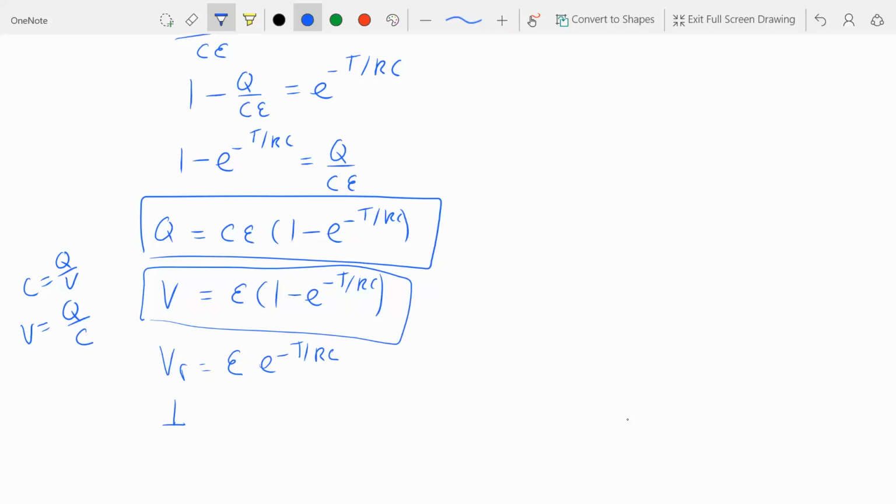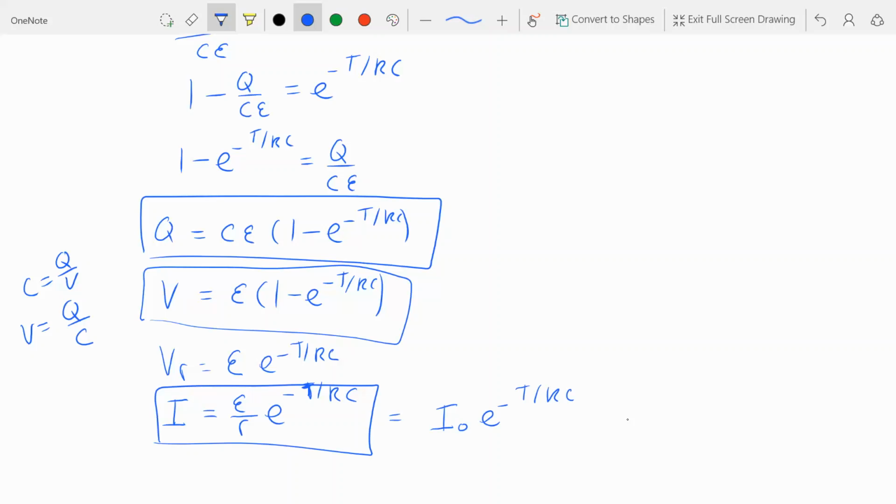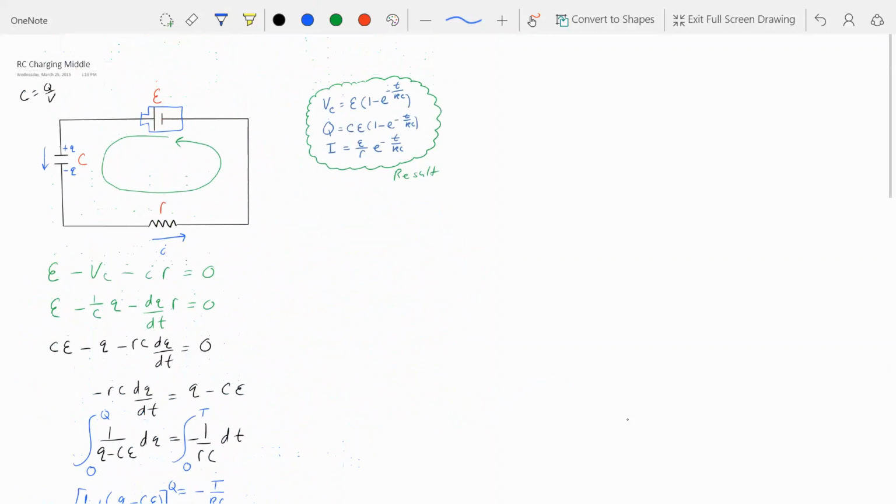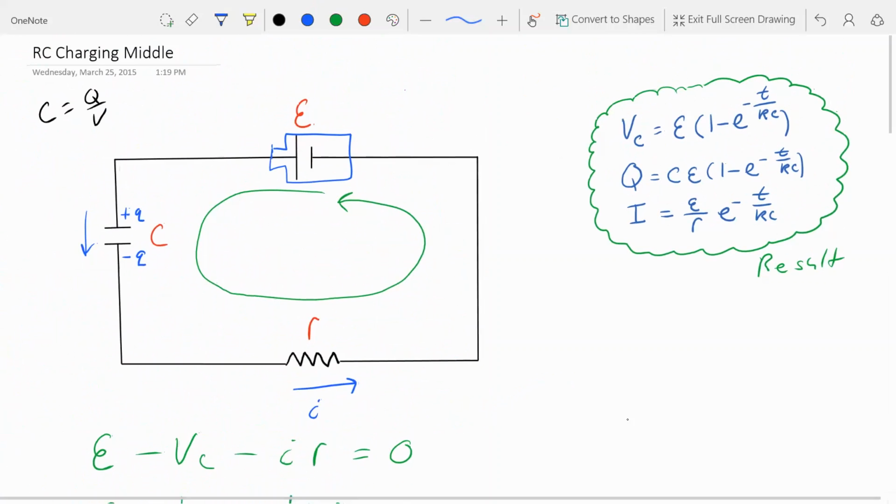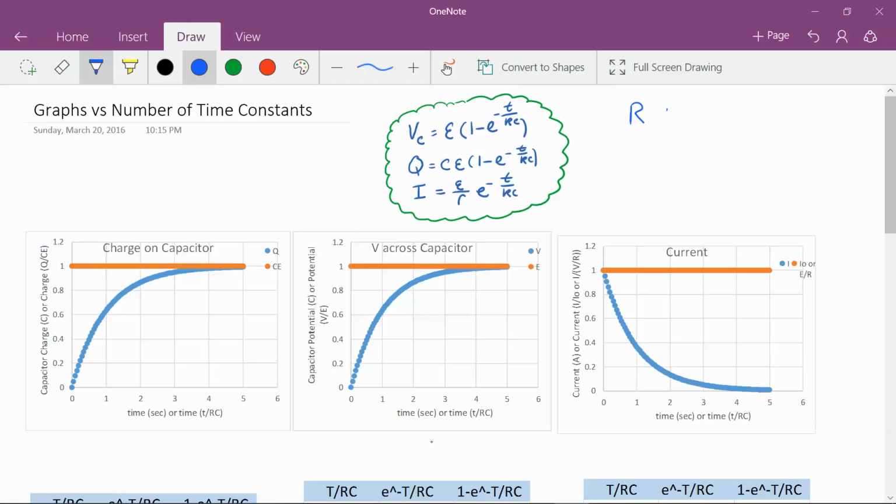And the current would be that over R, E over R, times e to the negative t over RC, which, by the way, is the same as, just to make that easier to read, some fraction of I naught. So it's the same as I naught times e to the minus t over RC. Now, if you look, these are exactly what we expected to get based on these formulas that we had before. You talk about the time constant, RC.